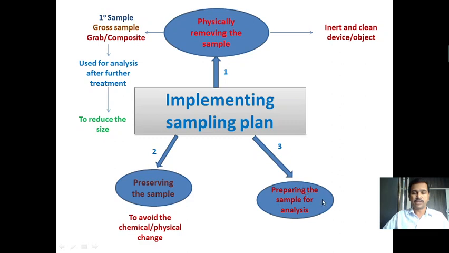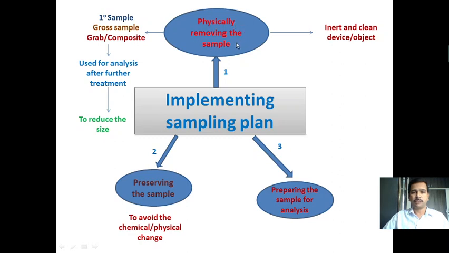So preparation of the sample for analysis means, if it is a solid, we have to convert the sample into solution form, because most of the analytical techniques we follow require the sample in solution form, or in the gaseous state. So we must have an analytical procedure to prepare a sample into analyzable form. Therefore, the sampling plan can be implemented by following these three simple steps.